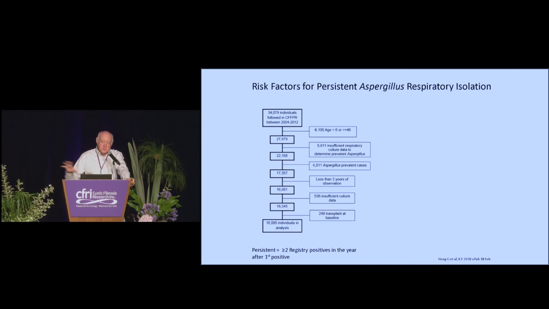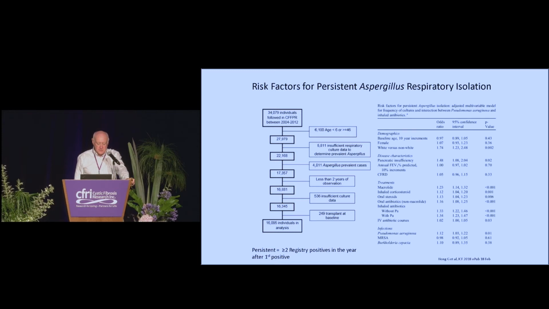And then you start excluding people who are irrelevant or don't give you the information that you need, and that's the flow chart there on that left-hand side. You can see that some of these people were excluded because they didn't have sufficient culture results reported in the registry. Others were excluded because they wanted to find out the incidence, that is, the new appearance of persistent Aspergillus. So they took out people who already had Aspergillus at the start. They only wanted those that acquired it and then had persisting recovery of the Aspergillus.